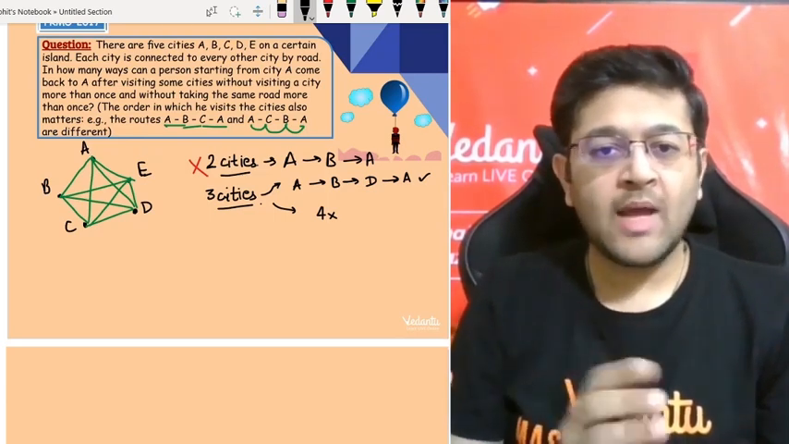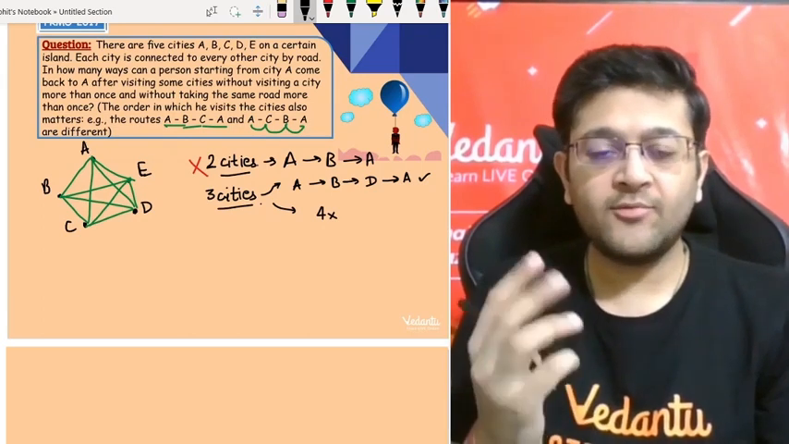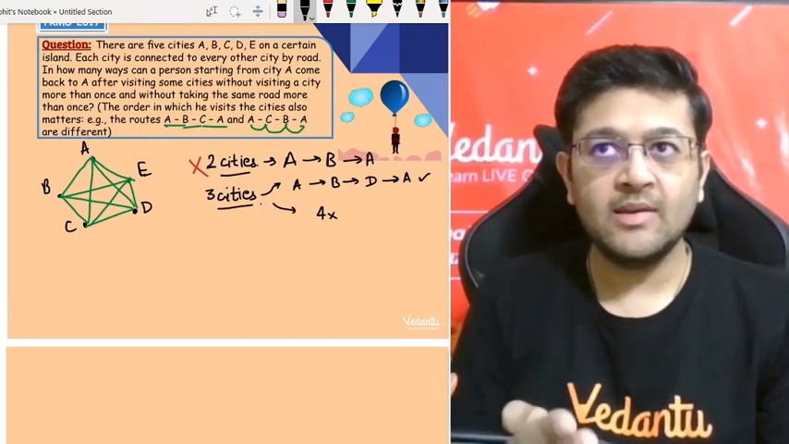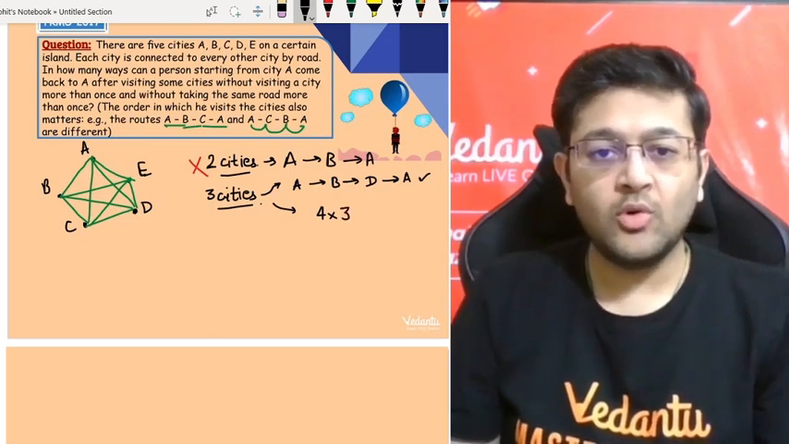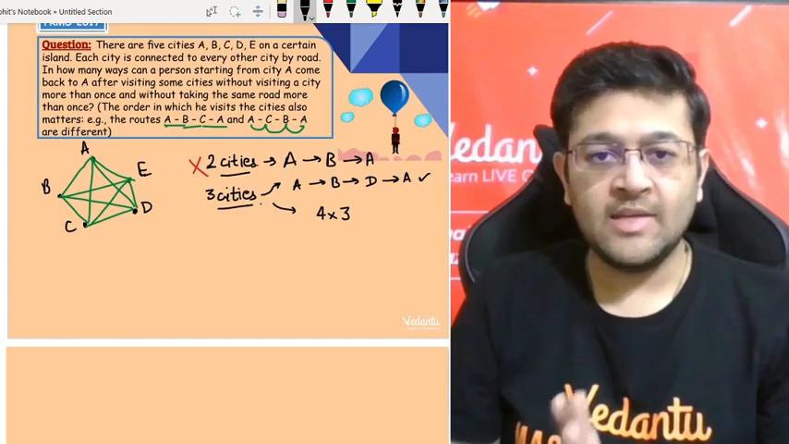So A or B are gone. Now how many options do I have to start from B? I have 3 other options like C, D or E. I have 3 options now. To which city should I go? 3 options will be left, either C, D or E, okay.